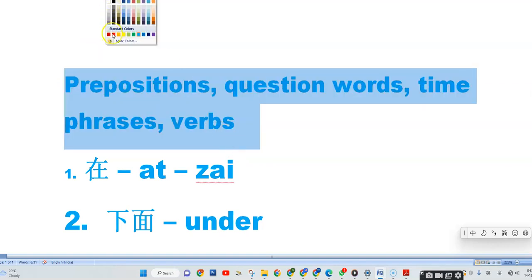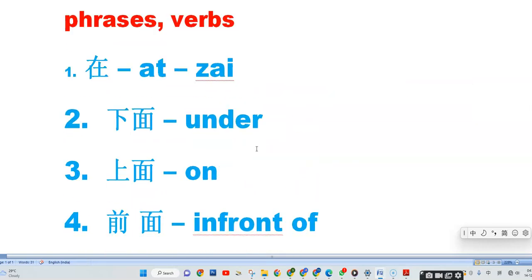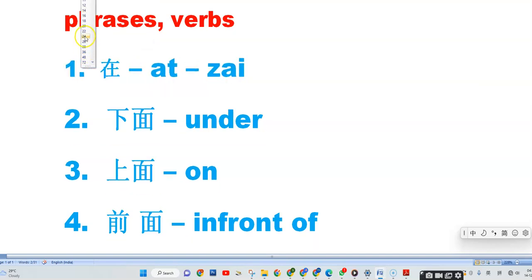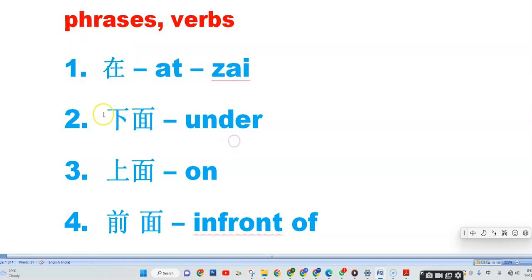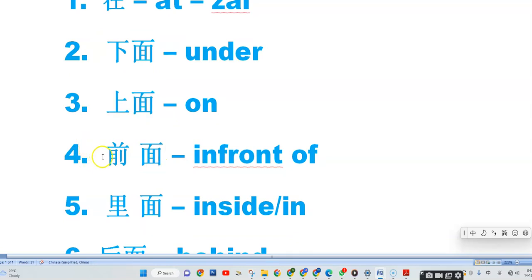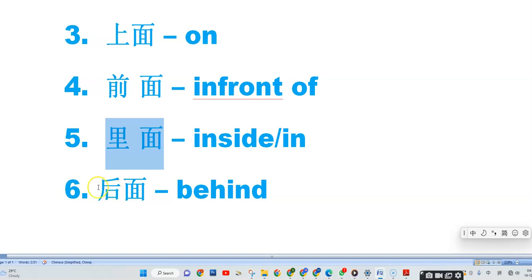Prepositions. So next we are going to see some question words. So once again I'm just pronouncing each and every character and their meaning. Zai is at. Xiamian is under. Shangmian is on. Qianmian, in front of. Li Mian, inside or in. Hou Mian is behind.